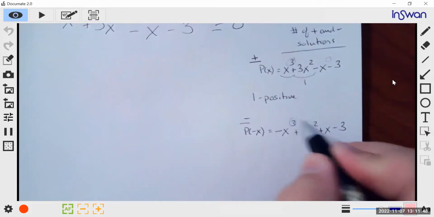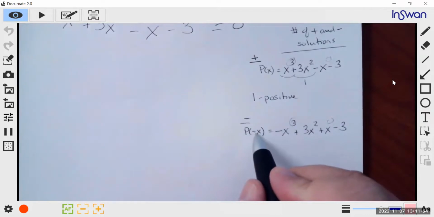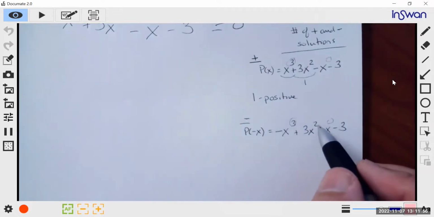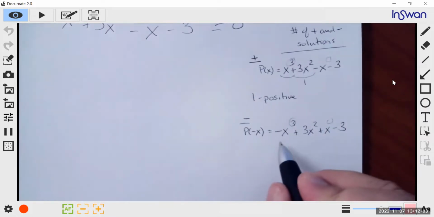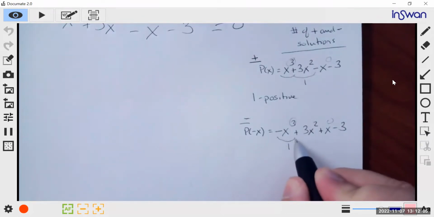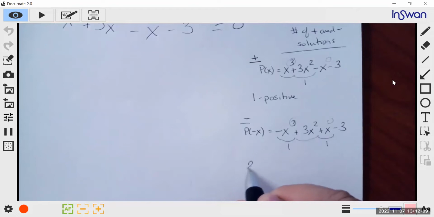So only change the signs of the odd exponents. Because if I put a negative x in there, if it's even, it cancels. It just says positive, it doesn't change. Only the ones that change are the odd exponents. So how many sign changes are here? 1, 1. So for negative, we have 2 or 0.